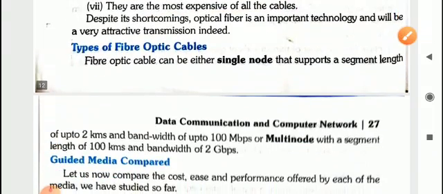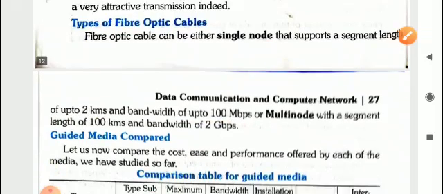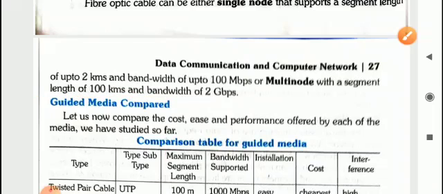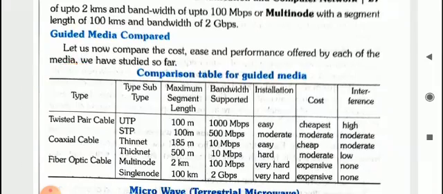Now types of fiber cable: single mode and multi mode. Single mode supports segment length of up to 2 kilometers and bandwidth of up to 100 Mbps. Okay, and multi mode with a segment length of 100 kilometers and bandwidth of 2 Gbps. So you can see the comparison chart is made among all the cables.